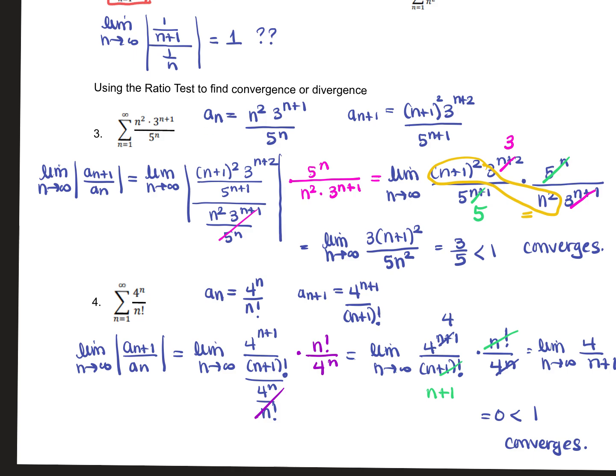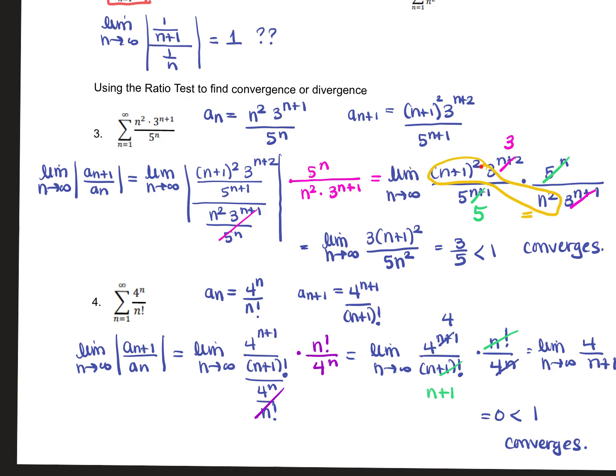So a_n is exactly what's here. For a_n plus 1, all we do is plug in n plus 1 everywhere you see an n. And then you're going to do the ratio of these two. So when you do the ratio, you're going to multiply by the reciprocal. And then we always look for things to cancel.